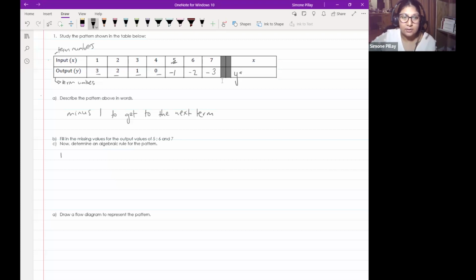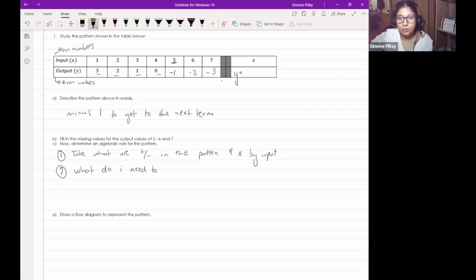What we do, step 1, is we take what we add or subtract in the pattern and we multiply it by my input. Step 2 is then you see what do I need to add or subtract to that product. And what product am I talking about? I'm talking about this product here. When I multiply by my input, I see what I need to add or subtract to my product to get my output.